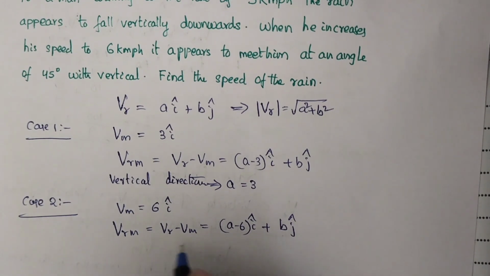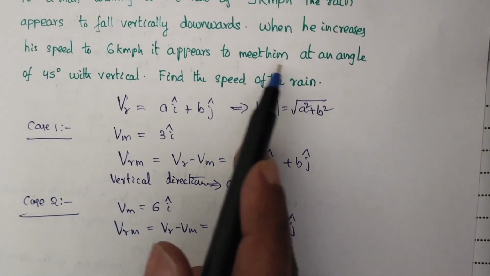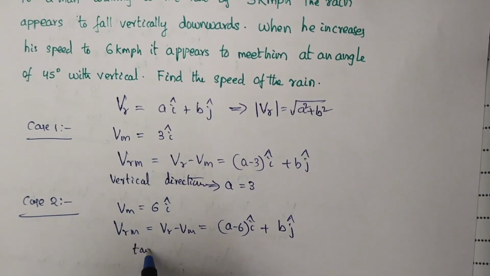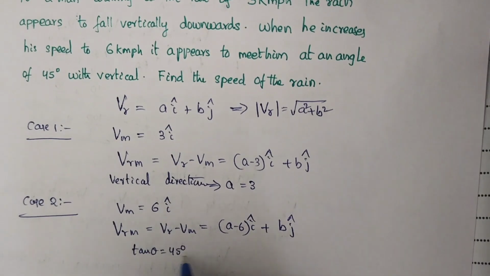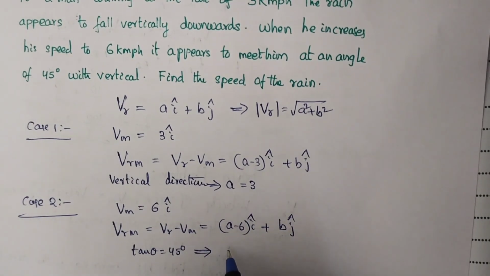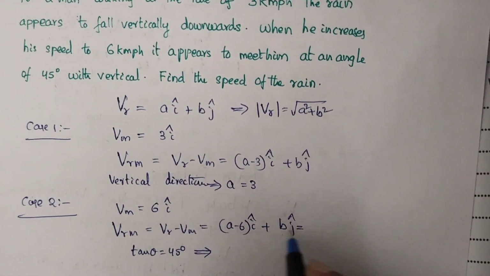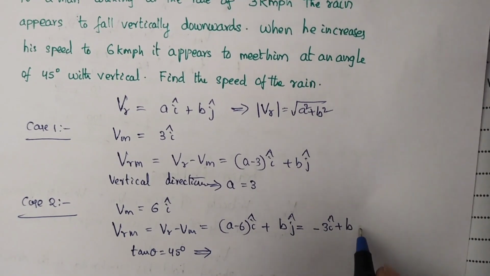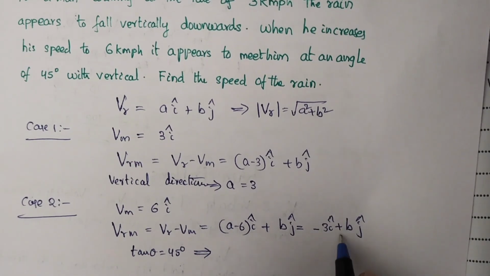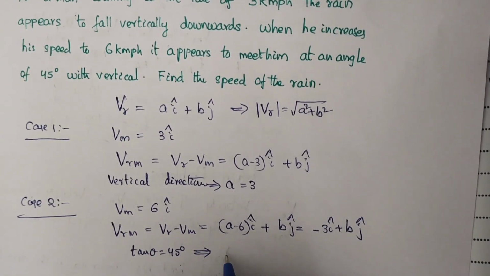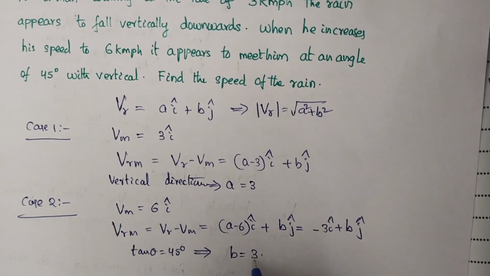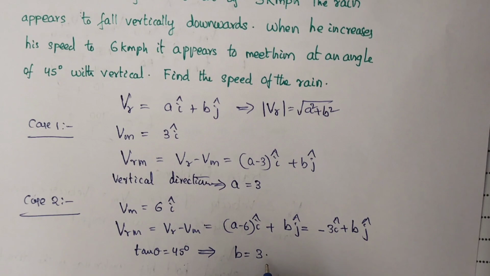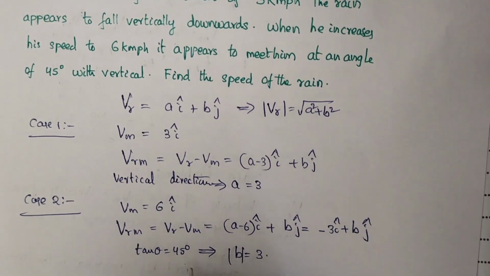But in this case the man sees the rain at an angle of 45 degrees, so tan theta is equal to tan 45. Since it is 45 degrees, the two components are equal in magnitude. Here a is equal to 3, so (3 minus 6) i cap, that is minus 3 i cap plus b j cap. So a minus 6 and b are both equal in magnitude, then b is equal to 3. This is modulus of b is equal to 3.